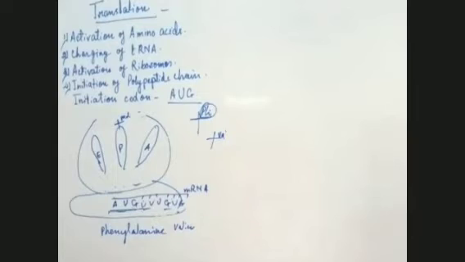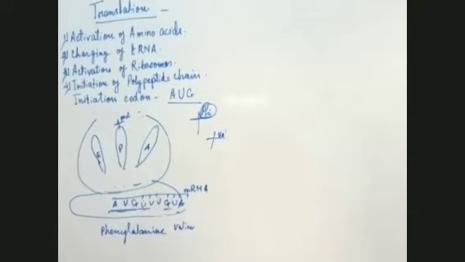A site accepts all the transfer RNA bringing the respective amino acids. Only the tRNA which is bringing the amino acid for the initiator codon is accepted by the P site. The first triplet codon, AUG, codes for methionine. So the transfer RNA which brings methionine for the initiator codon is accepted by the P site. The rest are all accepted by the A site.